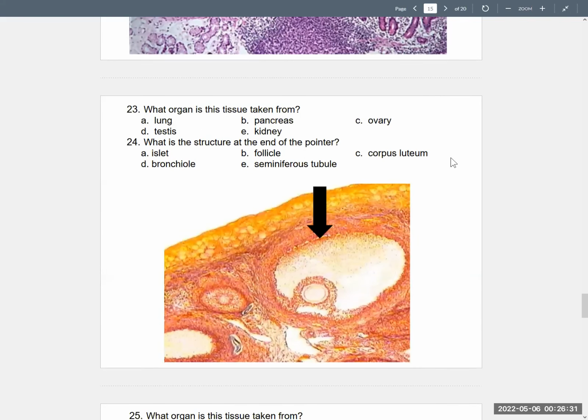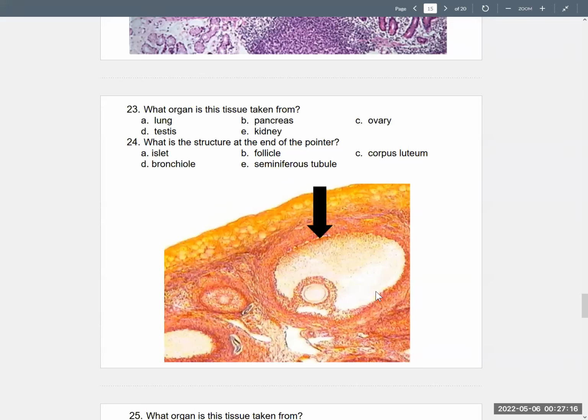What is the organ? The whole picture. Ovary. Really just guessing. That's it, the ovary. Yeah. I think I showed this picture today. What's the structure at the end of the pointer? Now, I would, I'm pointing to this. What is this entire structure?